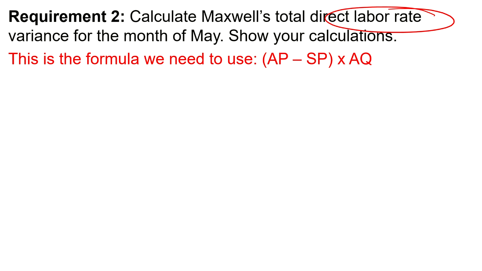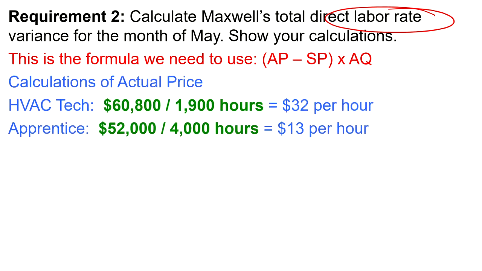And so we just need to get this information out of the question. If we look back at what they've told us, they've given us a lot of this information. We know what the standard rate is for each of the labor classes. We know how many hours it was supposed to be. We know how many hours they actually worked. They told us that. But what they didn't tell us was what that actual price was. And so we're going to have to go ahead and calculate the actual price. These numbers in green they gave us. They told us the total amount we paid the HVAC technicians. They told us the total amount we paid the apprentices. And they told us how many hours they each worked. So we know that the actual price was $32 per hour for the HVAC technician and $13 for the apprentice.